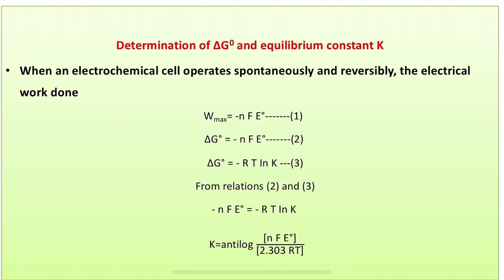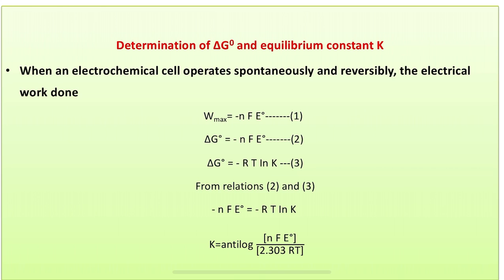From equation 2 and 3, observe these equations. I can write it as minus NF E naught is equal to minus RT ln K. This is because both equation number 2 and 3 are the definition of change in free energy, that is delta G naught. That is why minus NF E naught can be written as minus RT ln K.